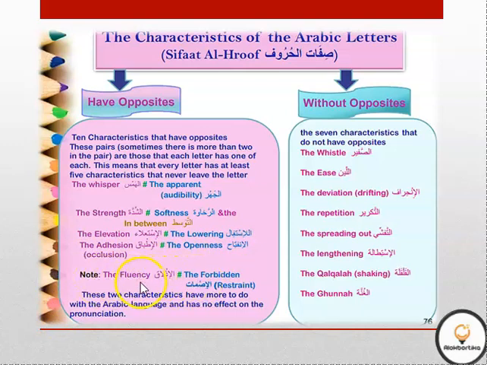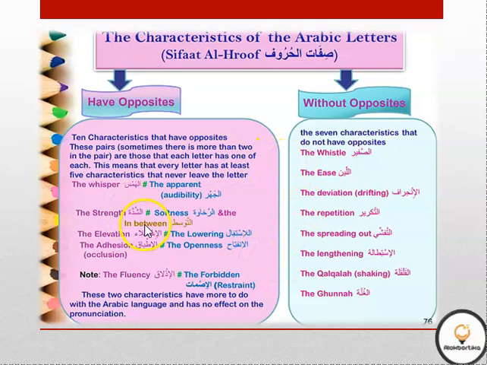Here there is a characteristic which is prominent in the Arabic language but has no effect on pronunciation, or is not found in the Quran, but is available in the Arabic language. It is the fluency, idhlaq, and the forbidden, ismat, or the restraint. Those are the ones with opposites. Without opposites there is the whistle, as-safir, the ease, al-lin, the deviation, al-inhiraf, the repetition, at-takrar, the spreading out, at-tafashshi, the lengthening, al-istitala, the qalqala or shaking, and the ghunna, al-ghunna.